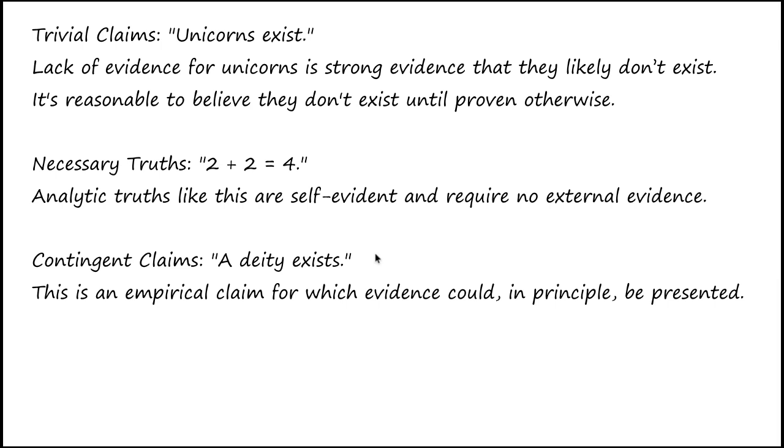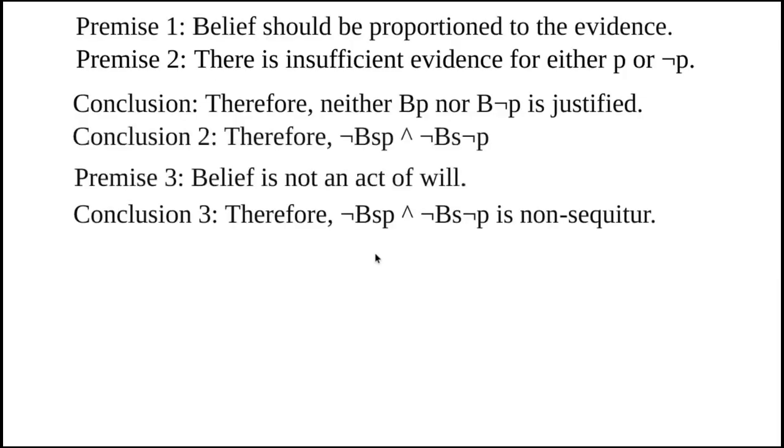Necessary truths: 2 + 2 = 4. Analytic truths like this are self-evident and require no external evidence. Contingent claims: a deity exists. This is an empirical claim for which evidence could, in principle, be presented. This ambiguity makes the argument seem more robust than it actually is.